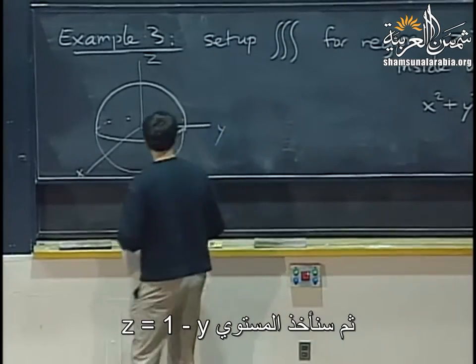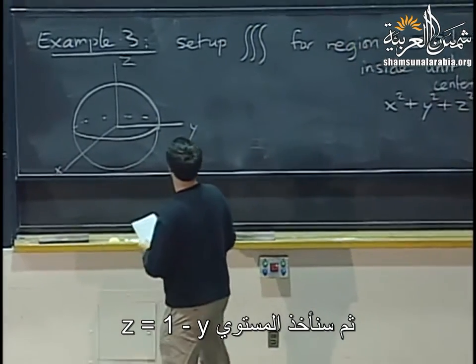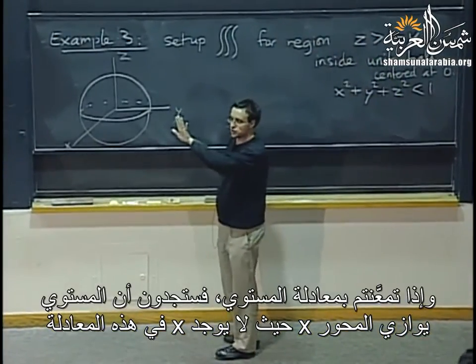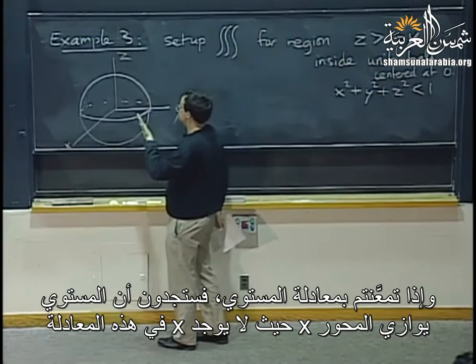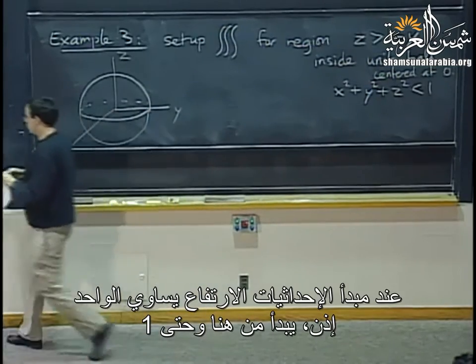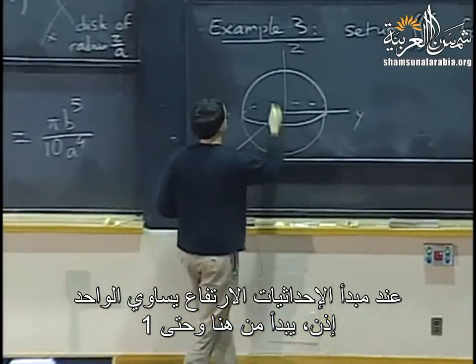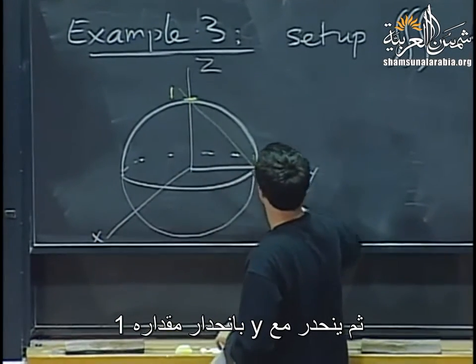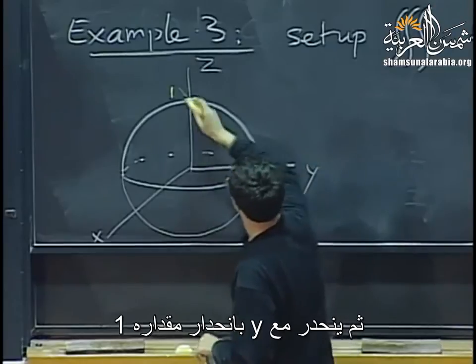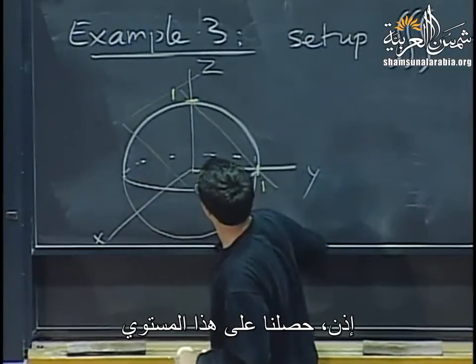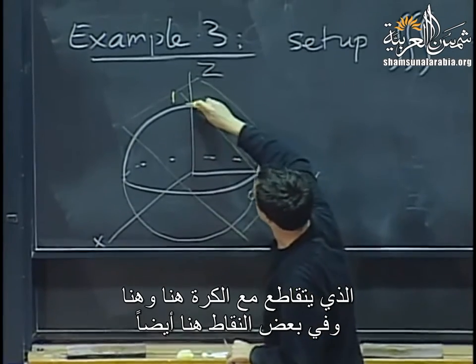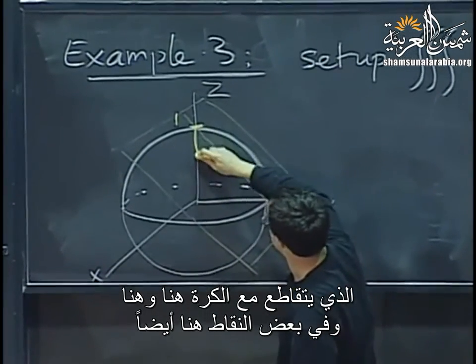And now we're going to take this plane, z equals 1 minus y. So if you think about it, it's parallel to the x-axis because there's no x in its equation. At the origin, the height is 1, so it starts right here at 1, and it slopes down with y, with slope 1. Okay, so it's a plane that comes straight out here, and it intersects the sphere, so here and here, but also at other points in between.